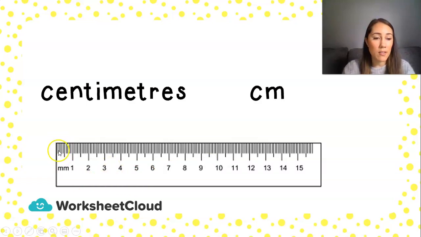Now, remember these little lines we said were millimeters. But now our centimeters are these much longer lines. And usually your ruler will have numbers where your centimeters will be. So this first long line will be 1 centimeter. But it will also be 10 millimeters. Now this second long line where the 2 is will be 2 centimeters. And the third one 3 centimeters and so on. So centimeters are bigger than millimeters.